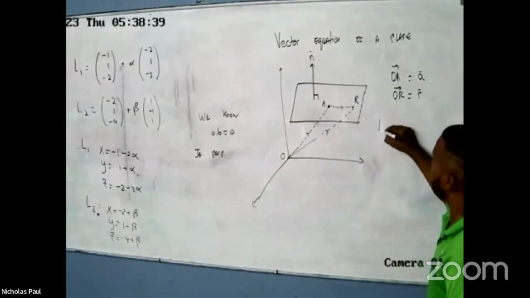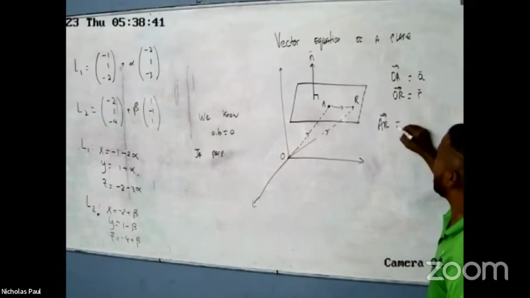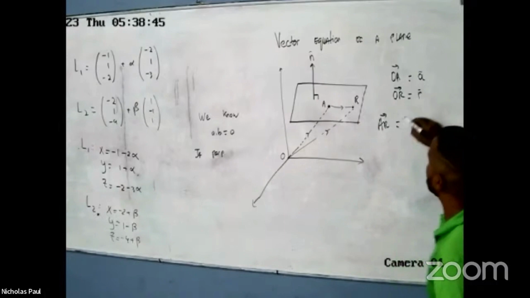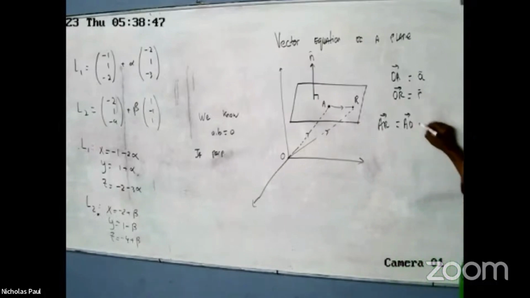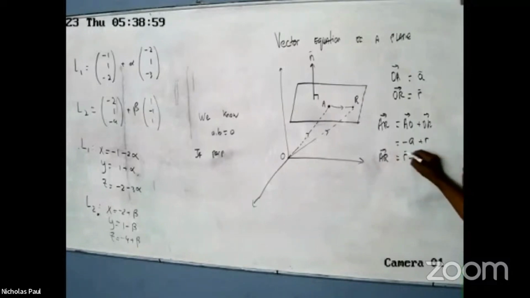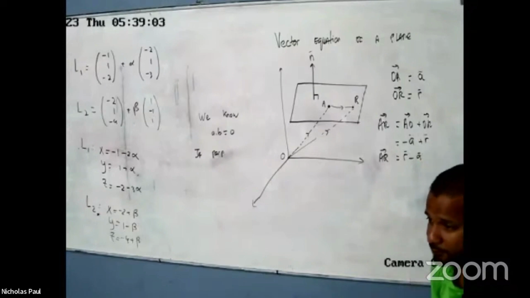So AR is what? Vector AR is A to O, O to R. So it's A to O plus O to R. A to O is minus A, and O to R is R. So we can say that AR is equal to R minus A. Are you okay with that?